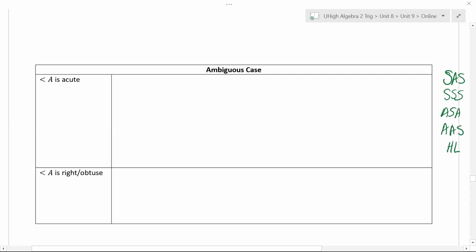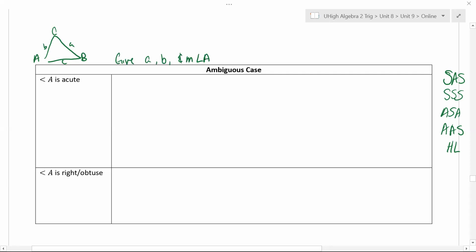So when we don't fit into one of those, let's redraw our triangle A, B, and C. What we're going to look at is something called the ambiguous case. That's what we're going to call something that doesn't fall under these categories of triangle congruence. More specifically, this happens when we are given side lengths a and b and the measure of angle A.